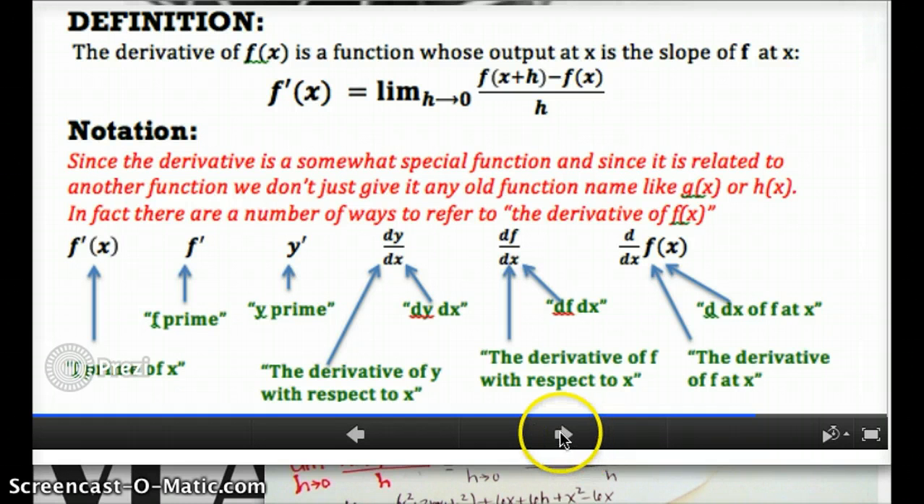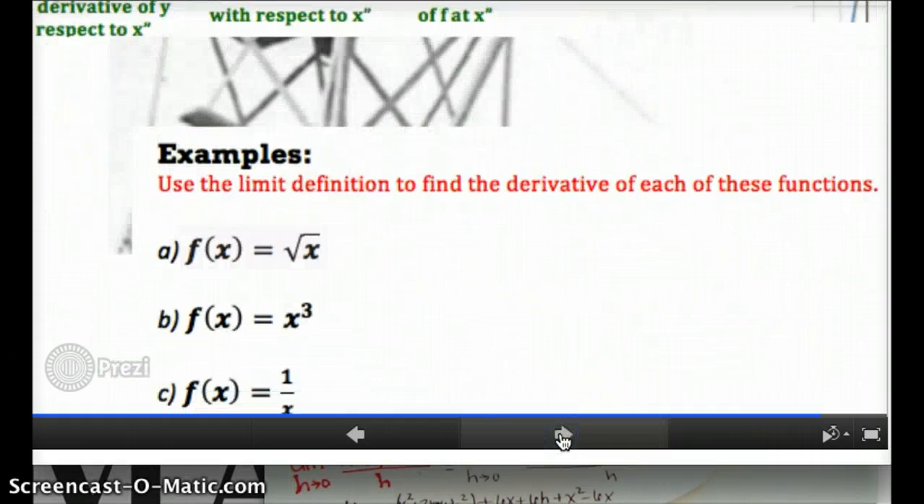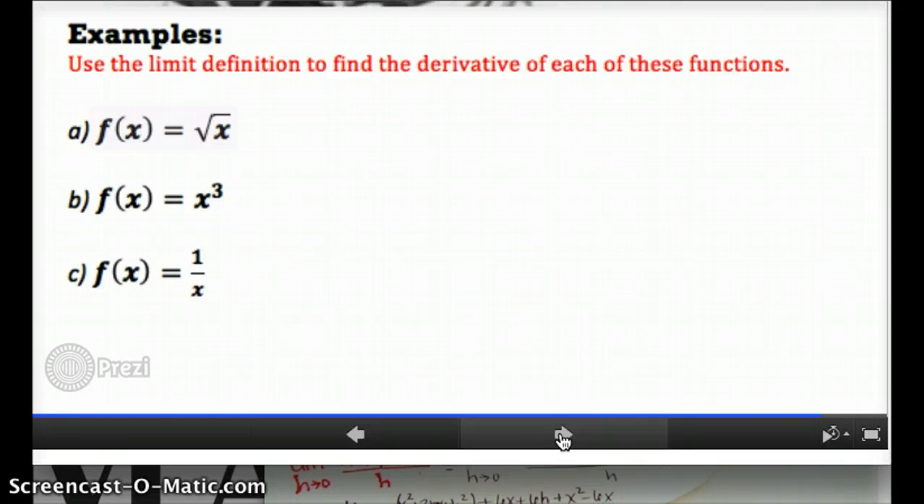Cool. Now that you have the notation down, let's do some practice. You've just got 3 functions here. Your job is to find the derivative. Remember, finding the derivative means you're going to find a new function. How are you going to find it? Go back and look at the definition. Your work should look a lot like the work that I did at the beginning of the video.